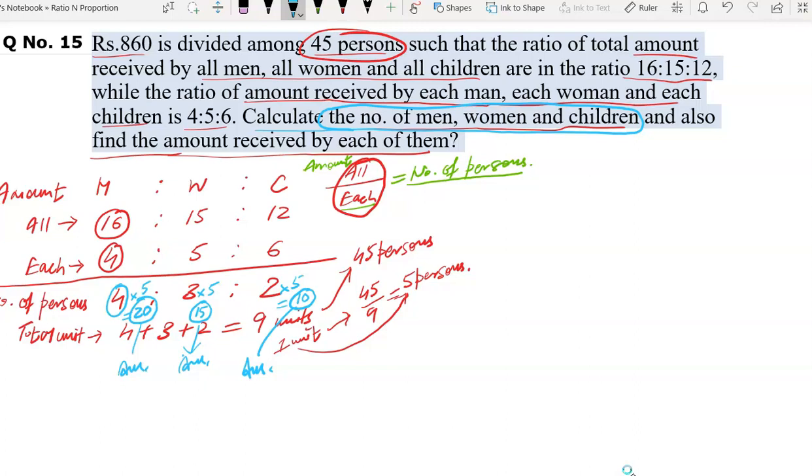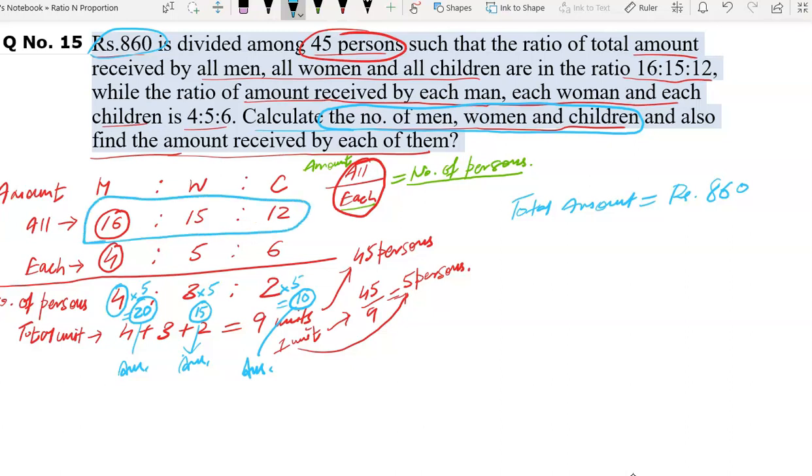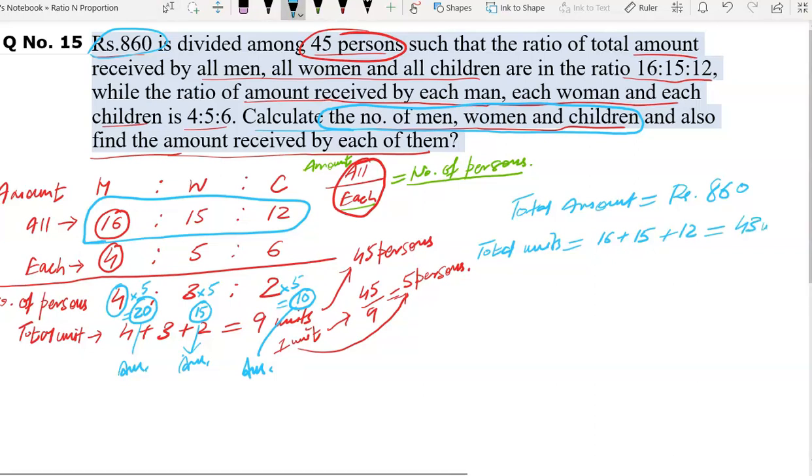Now we need to find out the amount received by each of them. Now the total amount received by each of them is rupees 860. Total amount is rupees how much? 860. And the total amount received by all is in the ratio 16:15:12. So if we total it, total ratio will be how much? The total units, 16 plus 15 plus 12 is equal to how much? This will give us 43 units.